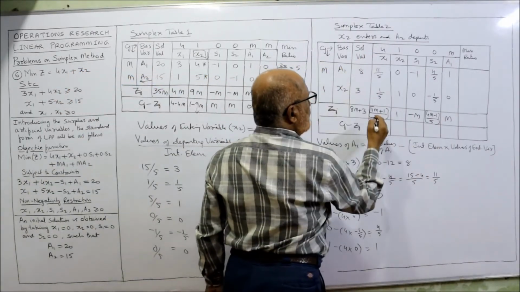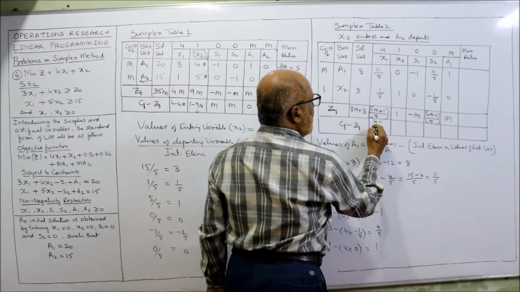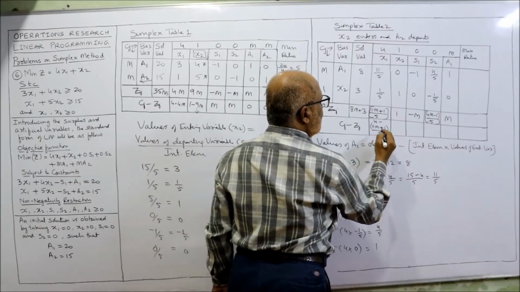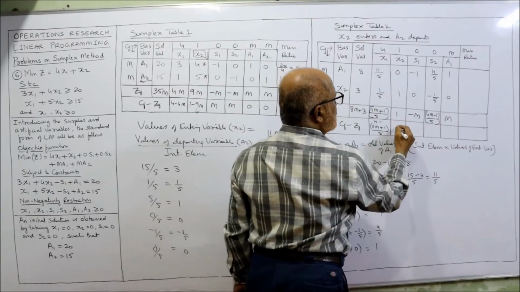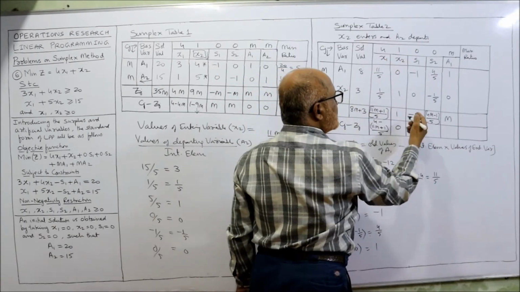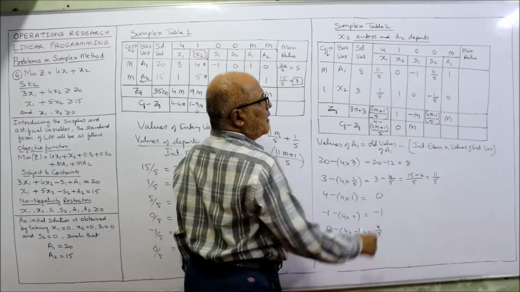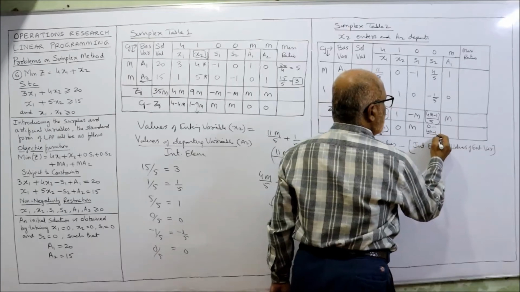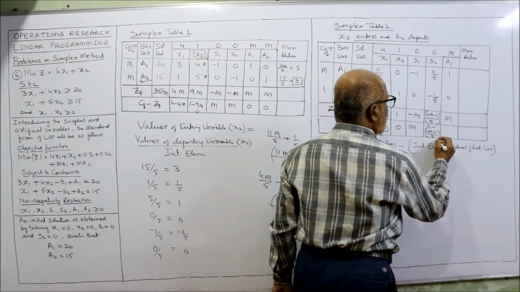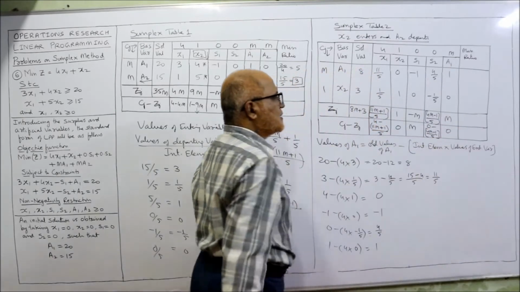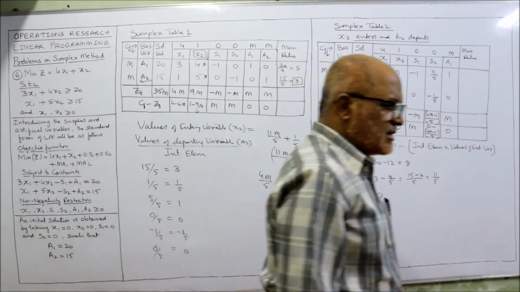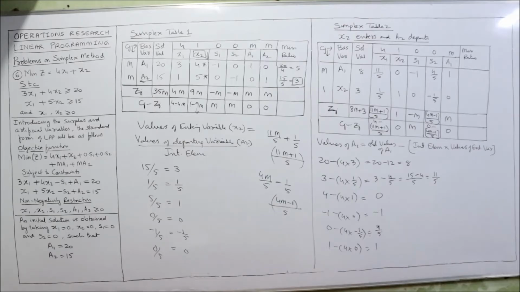So here 4 minus 11M plus 1 divided by 5. Here 1 minus 1, 0. 0 minus minus M will become plus M. Here 0 minus 4M minus 1 divided by 5. Here M minus M, 0. Right? Now the next thing is we have to find out.